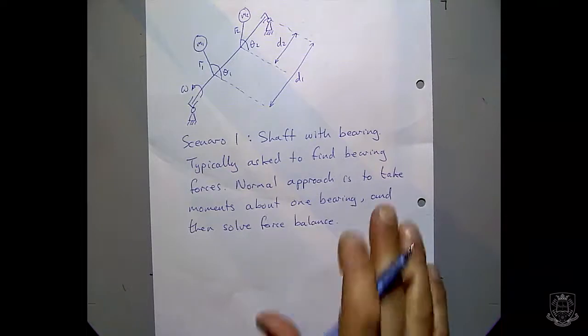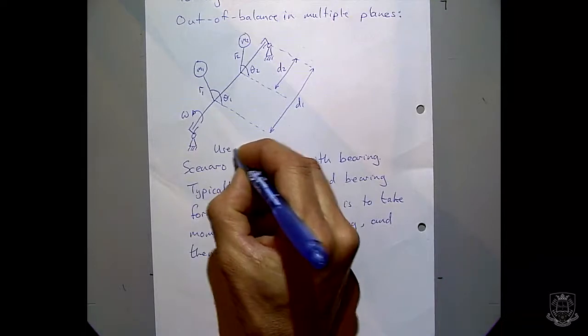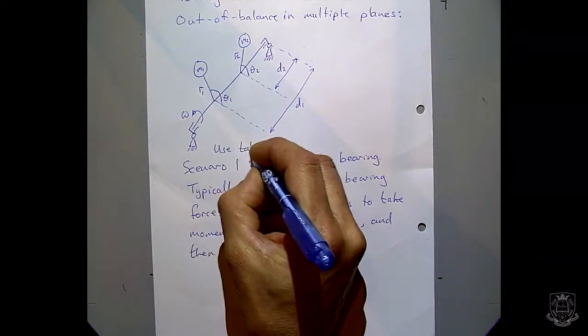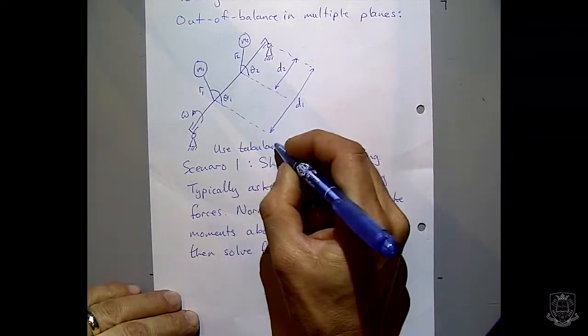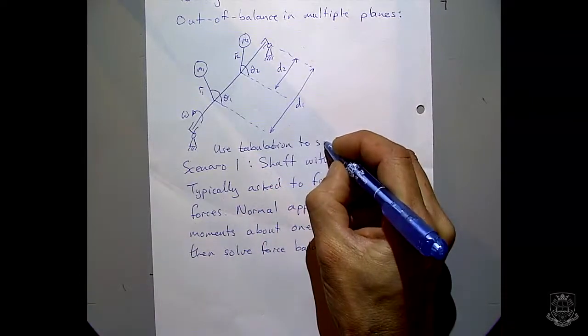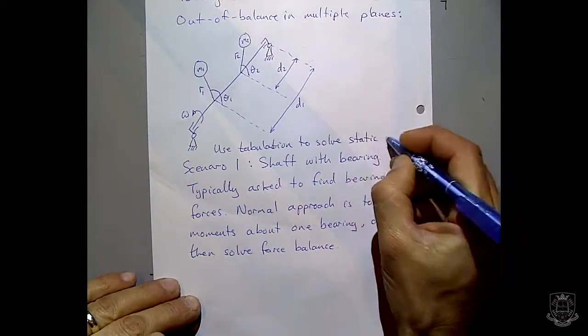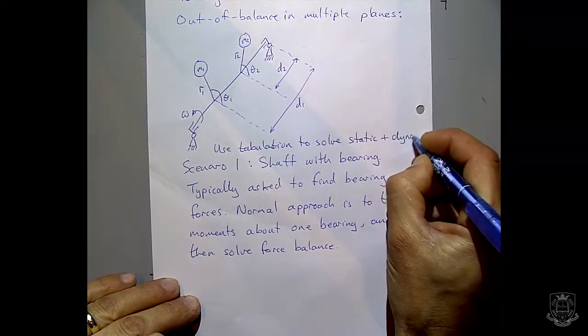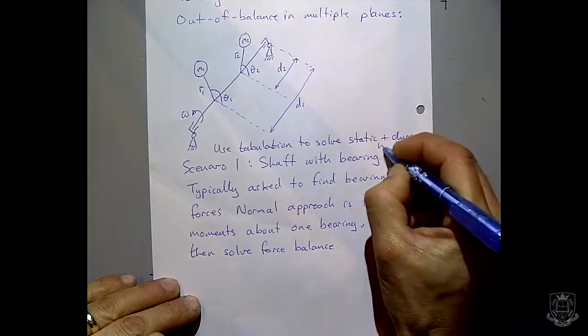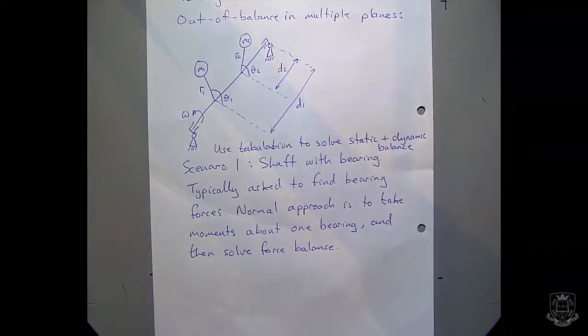So maybe we should say, above this, we could say use tabulation to solve static and dynamic balance. Okay, so you tend to do that. The first thing you do is you tend to do the tabulation, and then you would then apply it to the bearing forces.